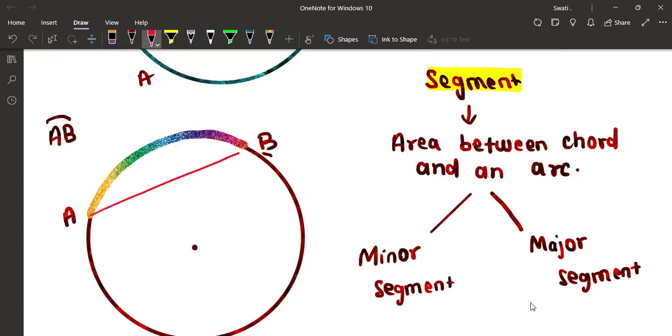For example, if this is a chord AB, and the rainbow part is an arc, which is of course a minor arc, the space between these two will be called the minor segment. But there is another space also, between the same chord and the major arc AB. This part will be called the major segment.